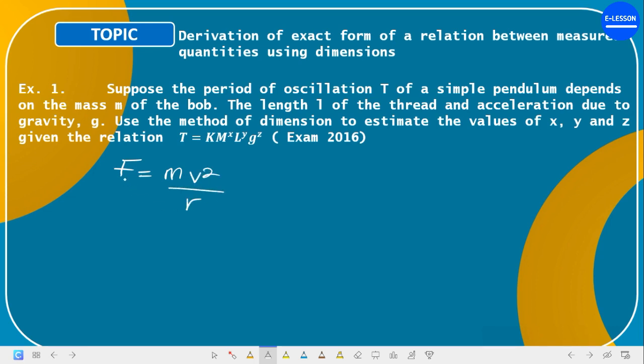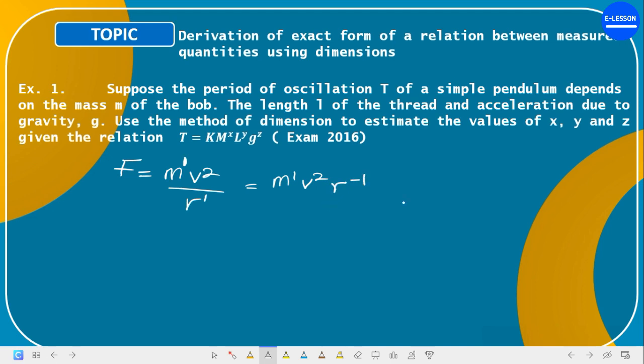Now we know that this F means force, this is mass, this is velocity, and this is radius. Now there is a form of relationship between F, m, and v. And that relationship is that F is equal to m raised to the power of 1, v square, and r raised to the power of what? 1. Or this can also be written as m raised to the power of 1, v square, and then r raised to the power of minus 1.